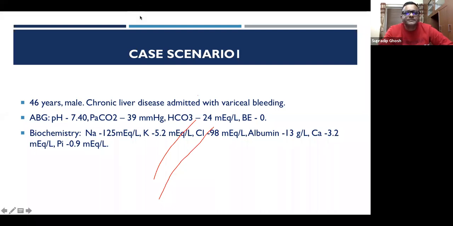Anybody? So this is also almost normal, looks normal. So even albumin is not going to help.